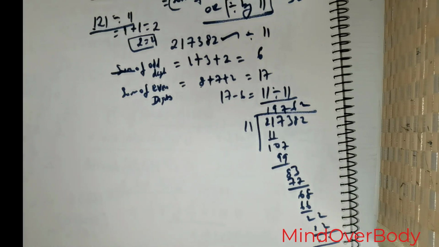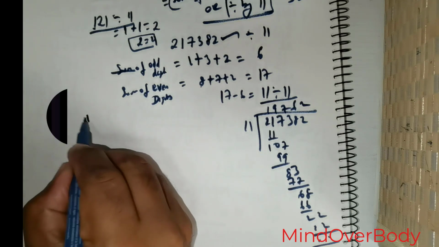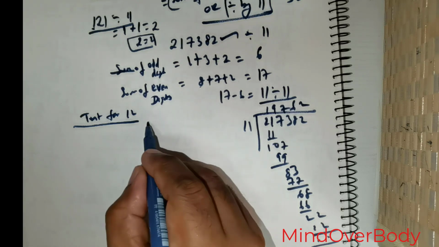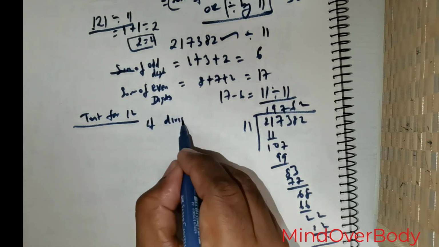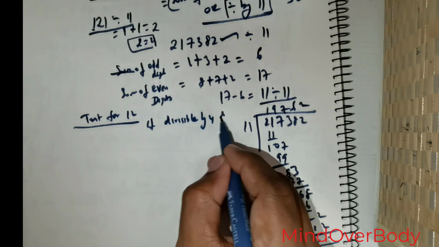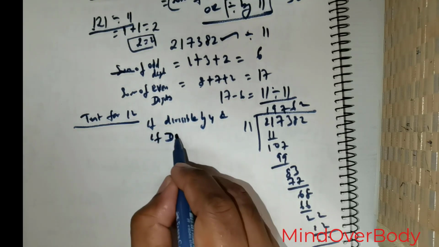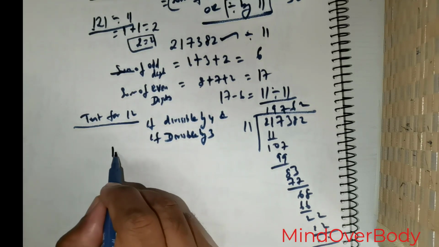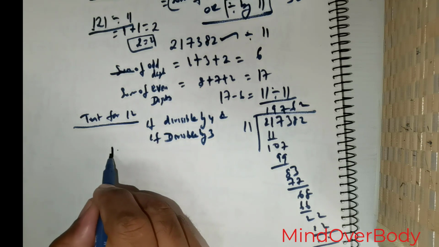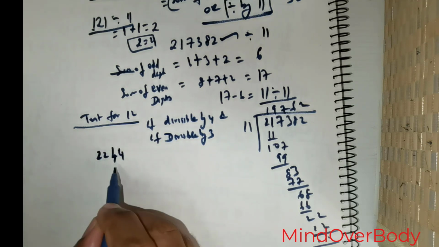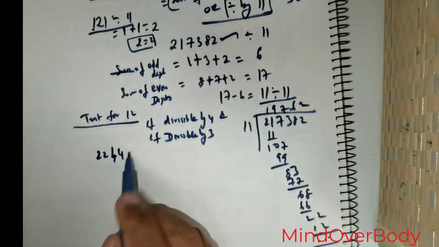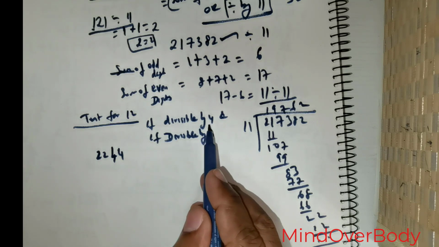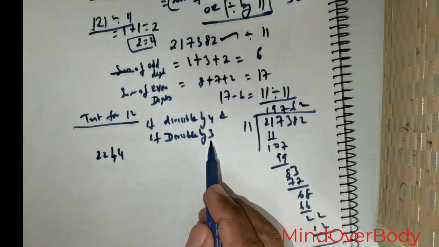So let's move on to the next test. The next one is the divisibility test for the number 12. A number is divisible by 12 if it is divisible by 4 and it also has to be divisible by 3. Take for example this number, 2244. For this number to be divisible by 12, it has to satisfy the divisibility test by 4 and the divisibility test by 3.